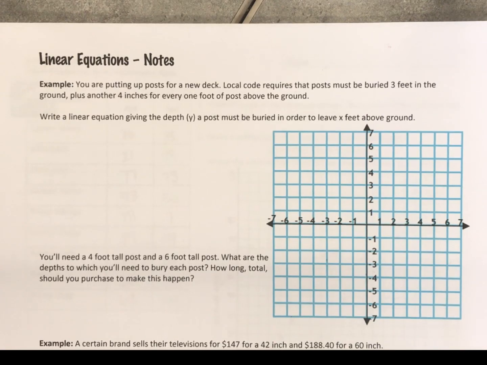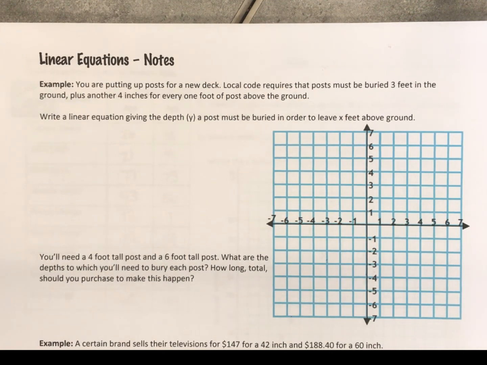Let's take some good notes as we review linear equations. Our first example, you're putting up posts for a new deck. Local code requires the posts must be buried 3 feet in the ground, plus another 4 inches for every 1 foot of post that is above the ground.